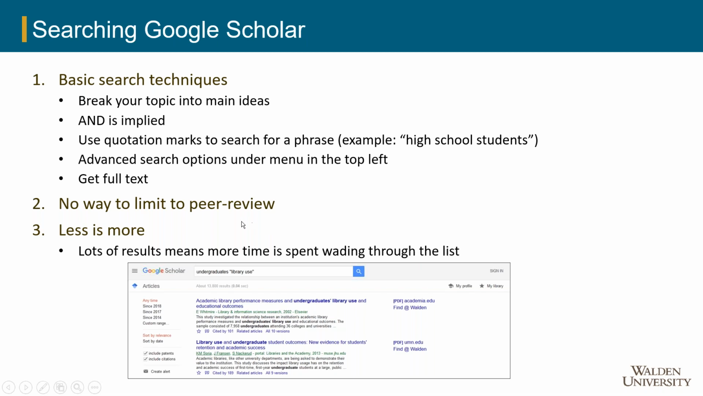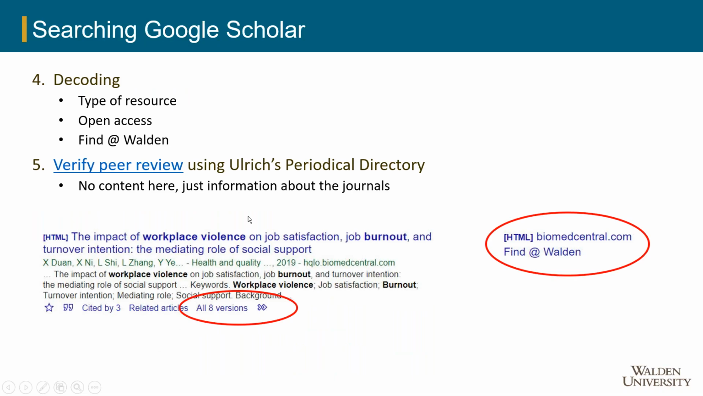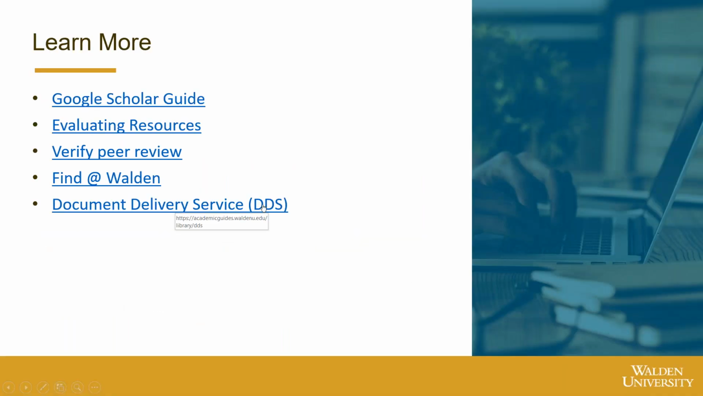Okay. Yeah. So I like to emphasize that less is more, and then just what it's like to go through what you want to be looking for when you're decoding the results lists and how to verify peer review. Now in the slide deck, we have a lot of links to additional resources. We have a Google Scholar Guide, for example, also information about evaluating resources, and of course a link to that Verify Peer Review and how to use Find at Walden, and even the document delivery service for when you can't find what you're looking for.